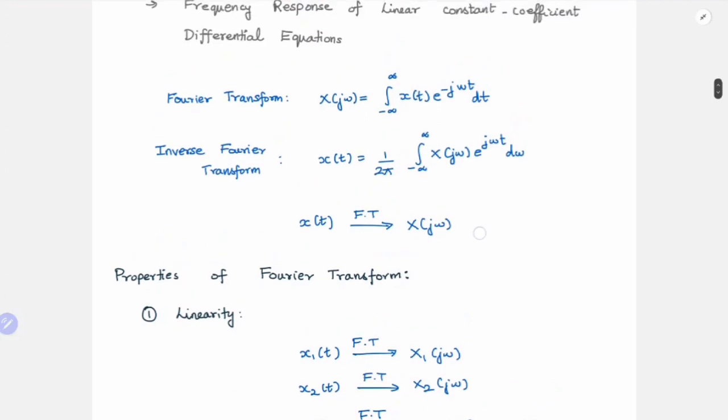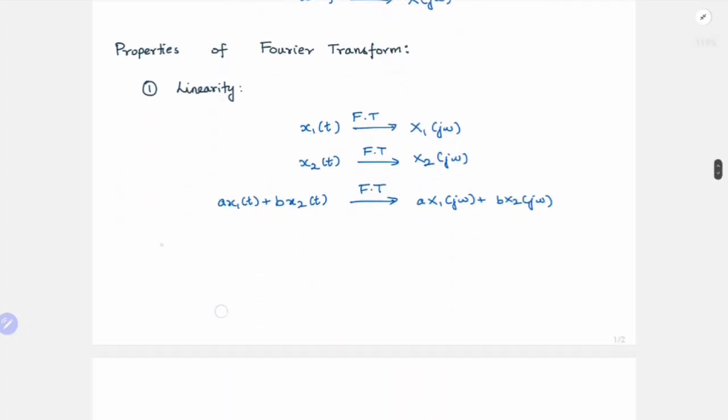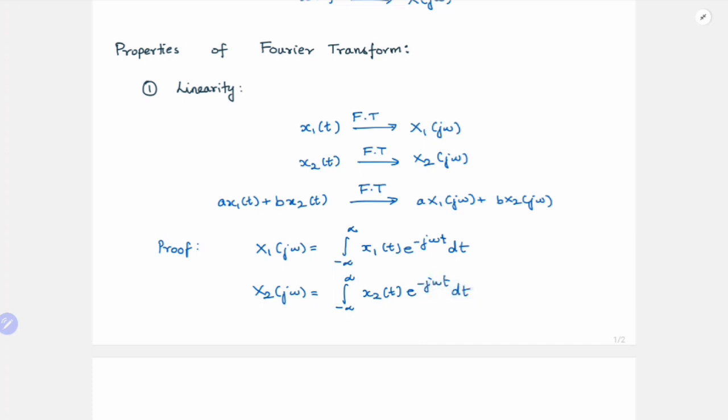So this is simple enough to prove. We already saw it for the Fourier series. If you take this x of j omega, x of t, if you replace it with a x1 of t plus b x2 of t, then since it is an integral, it is also going to be linear, and you will get the Fourier transform as this one. So quickly let us see the proof. So x1 of j omega is nothing but integral minus infinity to infinity x1 of t e power minus j omega t dt, and x2 of j omega is nothing but integral minus infinity to infinity x2 of t e power minus j omega t dt, right?